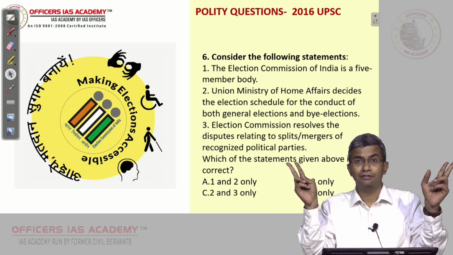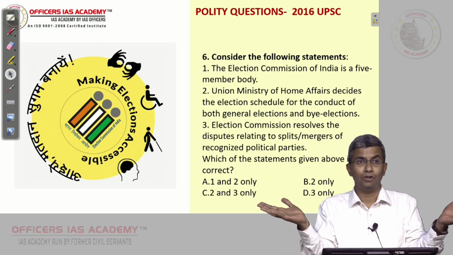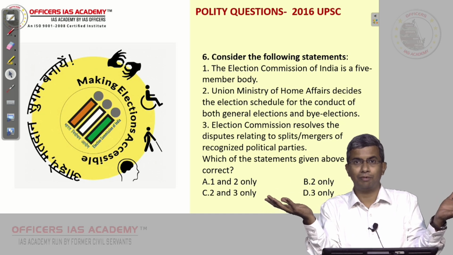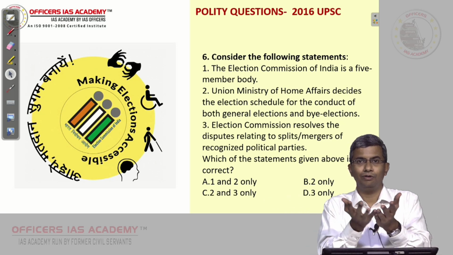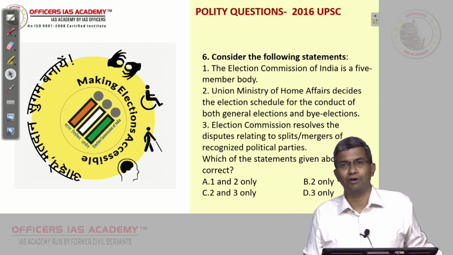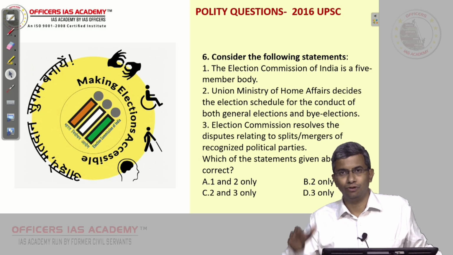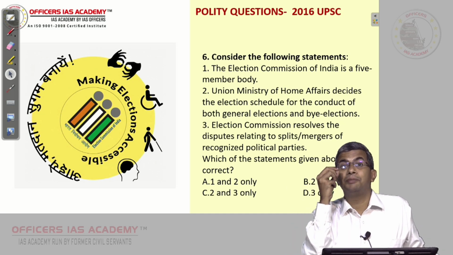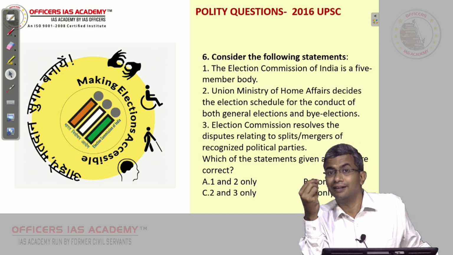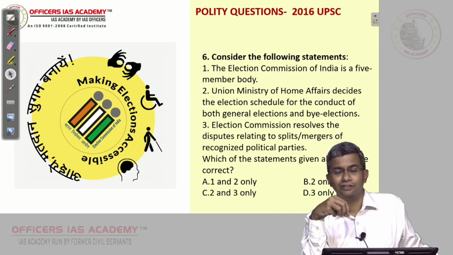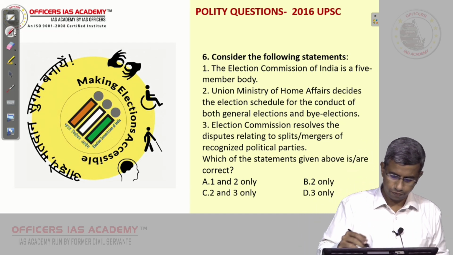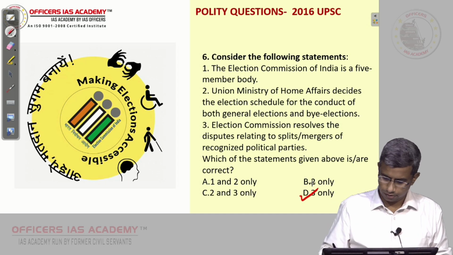Similarly, for the two leaves symbol, two factions were fighting: the OPS camp and the Sasikala camp, which had EPS also at that point of time, right? And now EPS and OPS are together. That is how politics works in our country. Those of you outside Tamil Nadu must also have followed this news. That was also determined by the Election Commission. It is because there was an issue relating to that that this question was asked. So the correct answer for this is D, 3 only.